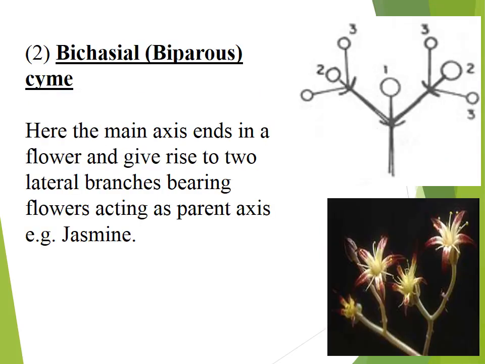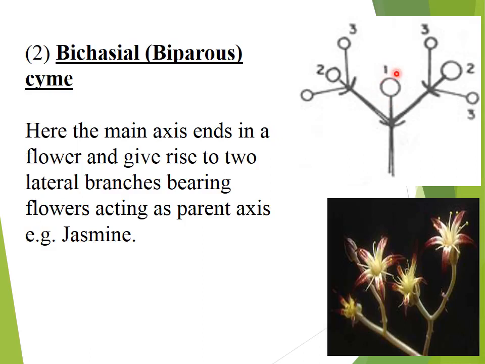Now the dichasial or biparous cyme. Here the main axis ends in a flower and gives rise to two lateral branches bearing flowers, acting as the parent axis. An example is jasmine. This is the main axis and the flower is present at the tip, and the growth will stop. Next time two branches will arise from that peduncle, and growth will stop due to the presence of flowers. Number 2, the presence of flower, and the growth will be checked.